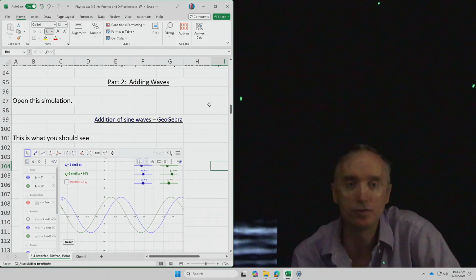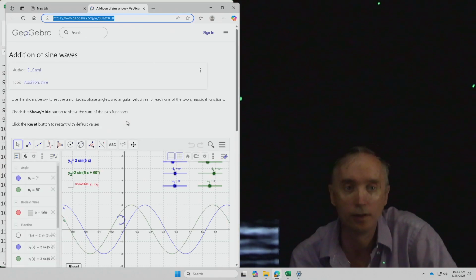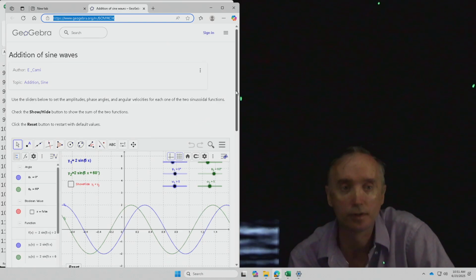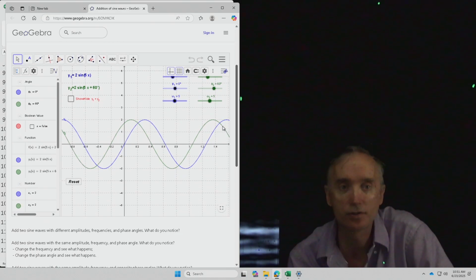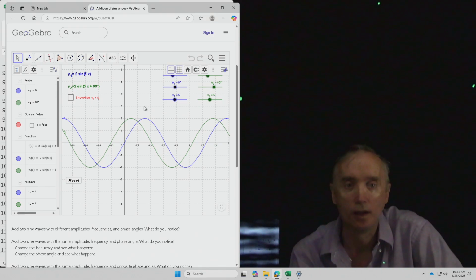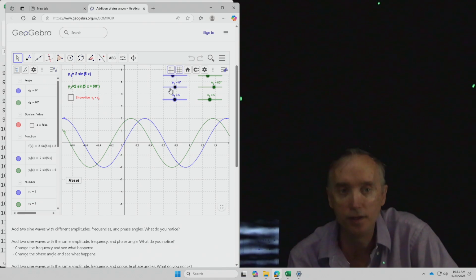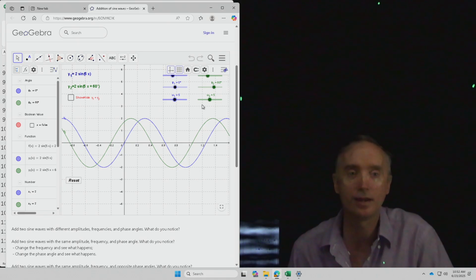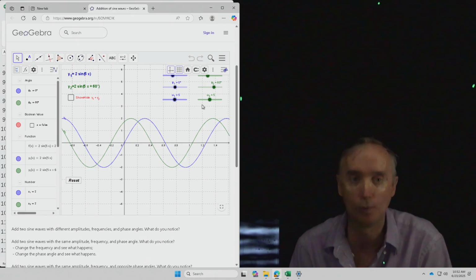So you're going to open this simulation, so just click on this thing right here. Okay, now you're going to go to this and then position it like that so that you can play around with it. Now notice that we've got two waves. So we got a green wave here and we got a blue wave here. So these sliders are going to control the blue wave, and then these sliders are going to control the green wave. And you'll notice that there are three things that you can change about the wave.